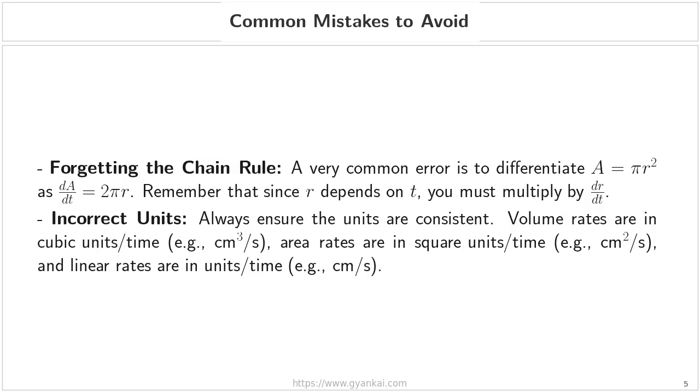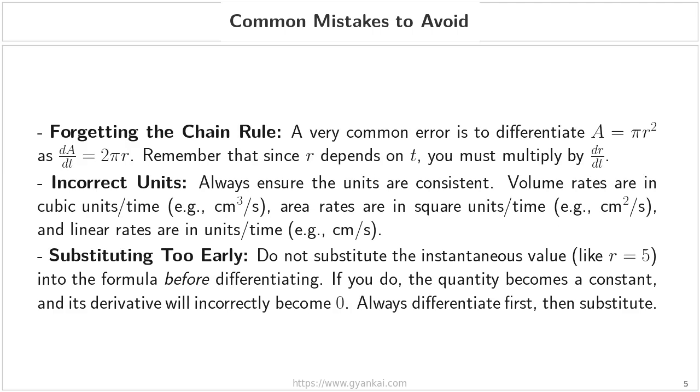Next, please be mindful of your units. It is easy to overlook this, but consistency is vital for a complete answer. When you are dealing with volume rates, your units should be in cubic units per unit of time, such as cubic centimeters per second. For area rates, you should use square units per unit of time, like square centimeters per second. And for linear rates, such as the change in radius or side length, the units are simply units per unit of time, for example, centimeters per second.